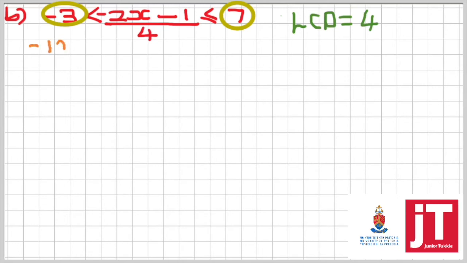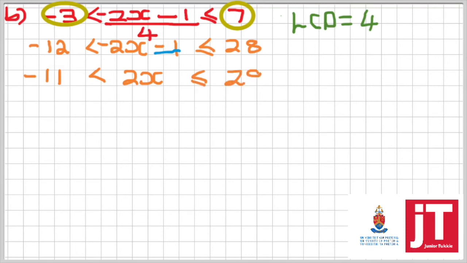If we do it correctly, we would get −12 < −2x − 1 ≤ 28. Thereafter, we're going to remove the negative 1, just like we applied in the previous question. We're going to get −11 < −2x ≤ 29. Thereafter, we divide by negative 2, and this is important: whenever we divide by a negative number, the inequality signs face the opposite direction. What am I saying? If we divide by negative 2, we're going to get 11/2 > x ≥ −29/2.